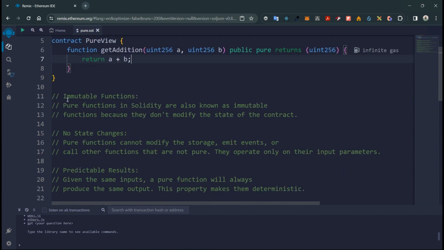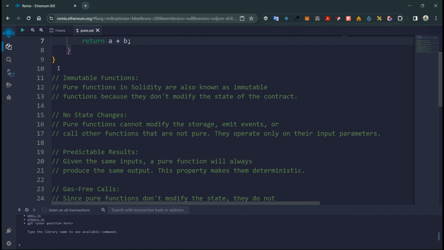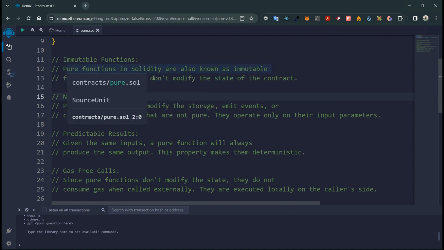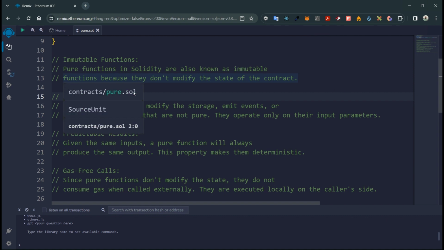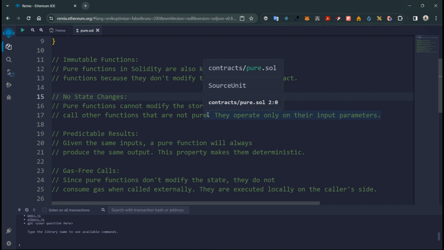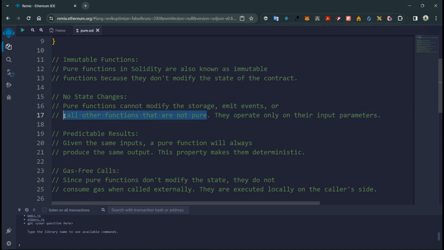All right, so let's look at the different features of a pure function. So it's immutable. Right, so pure functions in Solidity are also known as immutable functions because they don't modify the state of the contract. So they don't change any of the state variables. It doesn't use storage or anything like that. And pure functions cannot modify the storage, like I just said, emit events, or call other functions that are not pure. All right, so notice this right here, call other functions that are not pure.